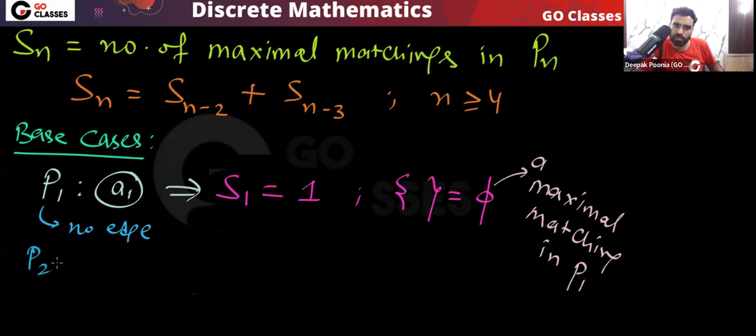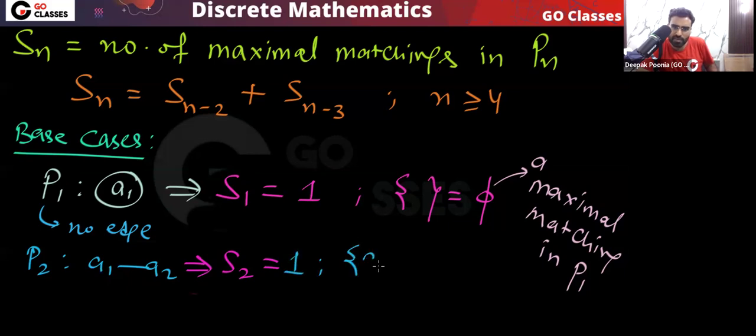What about P2? P2 means path graph on two vertices. In this P2, how many maximal matchings will be there? What is S2? S2 means the number of maximal matchings in P2. There is only one edge, A1 A2, that I have to take. So there is only one maximal matching. Because there is only one edge in this P2, I can say that the number of maximal matchings in P2 will be 1.